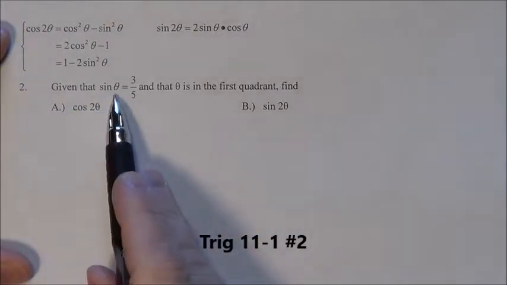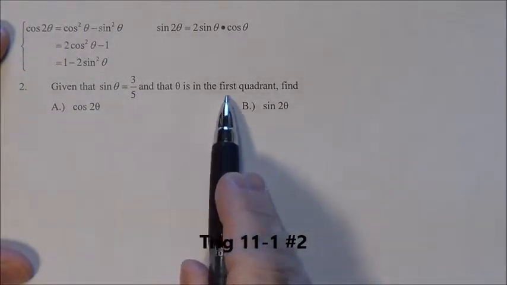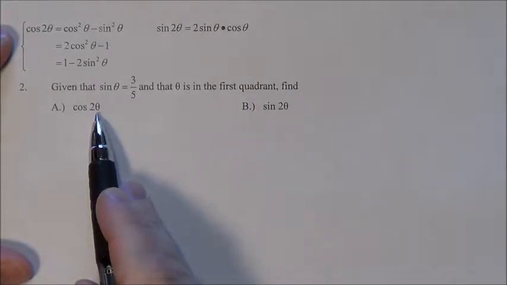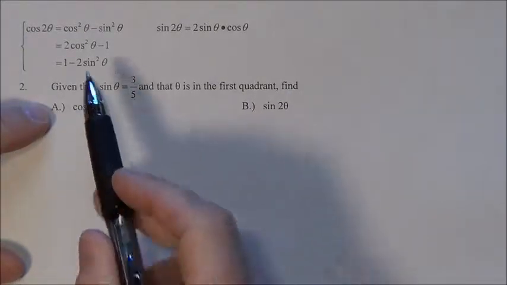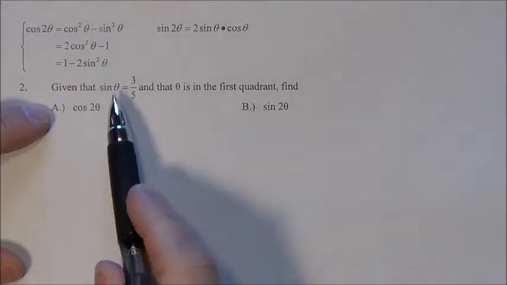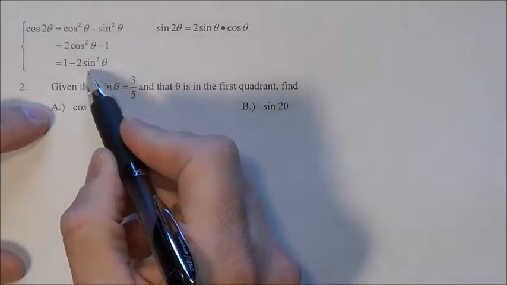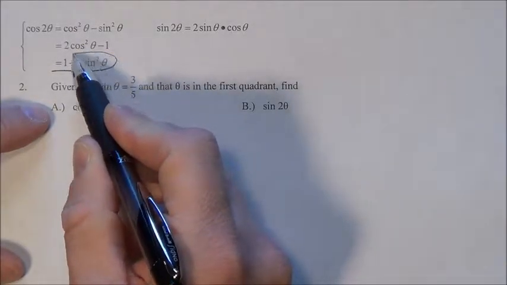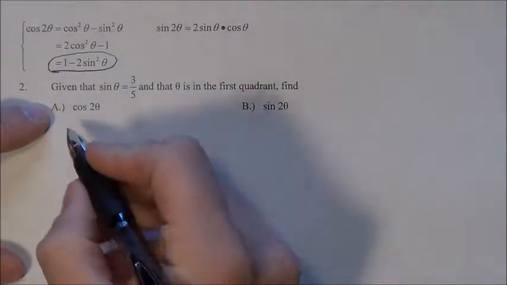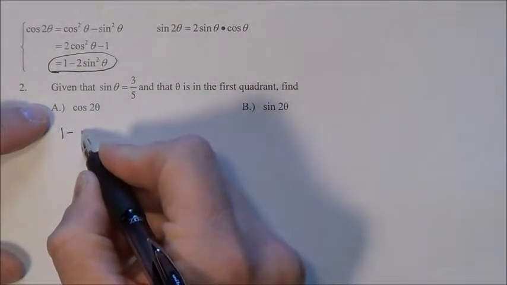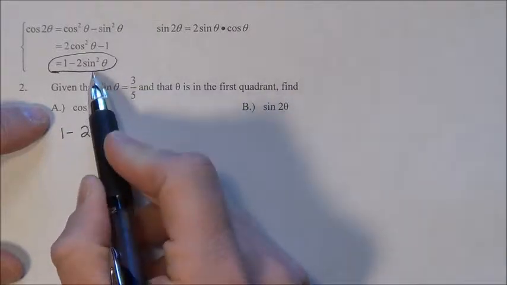Problem 2. Given that the sine of theta is 3/5 and that theta is in the first quadrant, find the cosine of 2 theta. So it's a double angle here. So we're going to use one of these formulas. Since they gave us sine, it only makes sense to go ahead and just use that formula. So I'm going to do 1 minus 2 times the sine value squared.